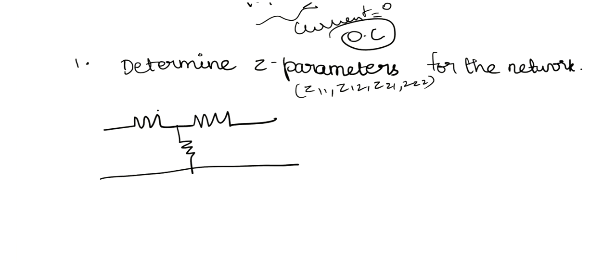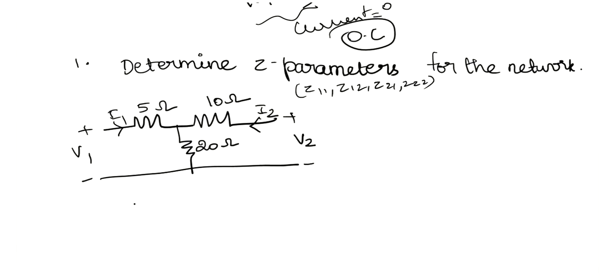This is a question. This resistor is 5 ohm, this resistor is 10 ohm and this will be a 20 ohm. The current going here is I2 and this current is I1, with plus minus V1 here and plus minus V2 here. Clear? Can you tell me whether the network belongs to reciprocity and symmetricity?